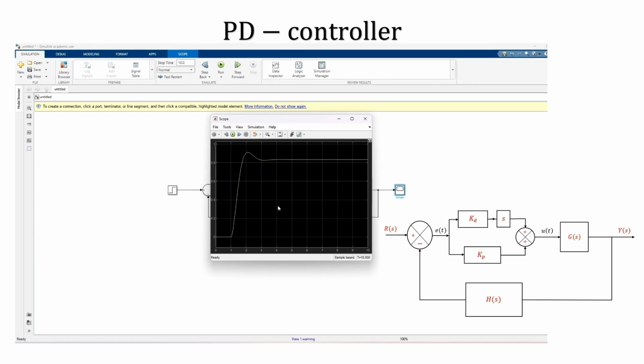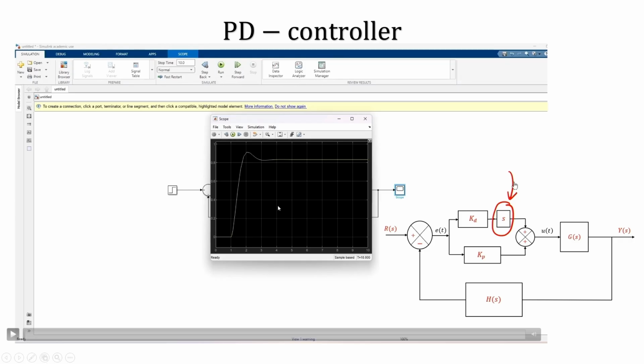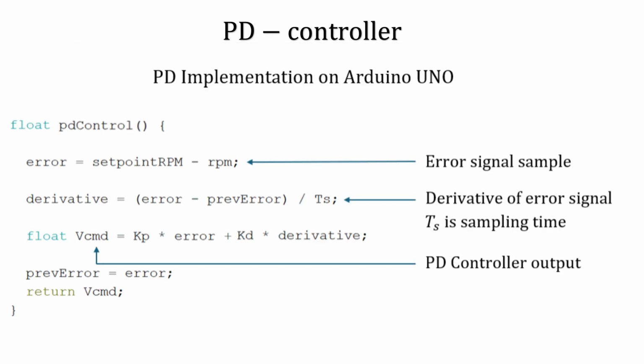So in this example, the main idea is not that. The idea is that this differentiation has to be implemented such that we find the difference between the present error and the past error, and only then can you implement it.